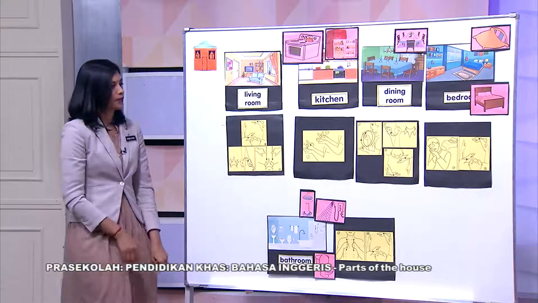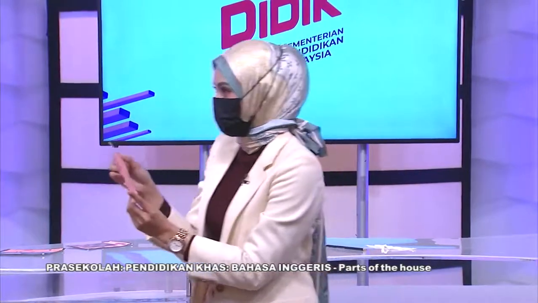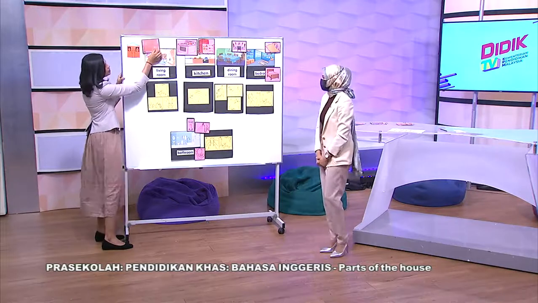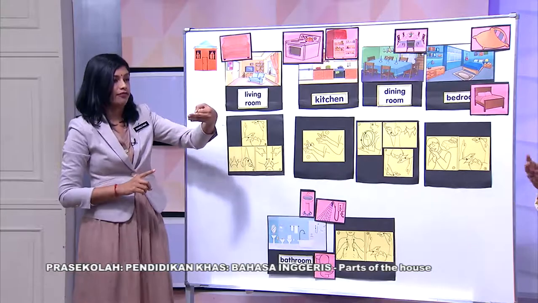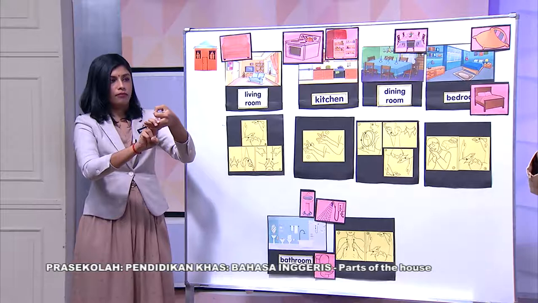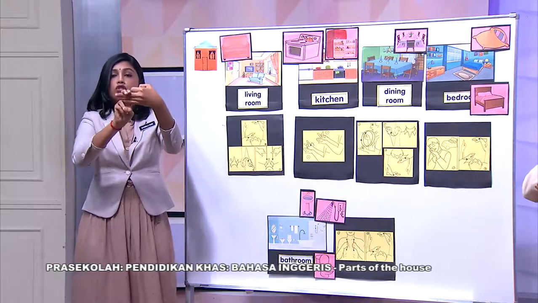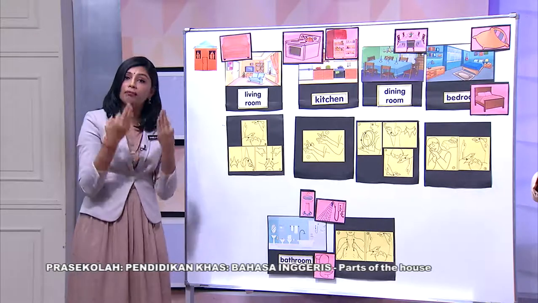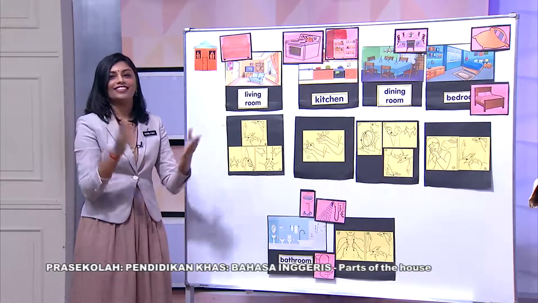The next picture is sofa. Where is it? Sofa will be in the living room. Yes, because I want to watch television, teacher. Okay, so we put it here. The sign for this is make an F, but it's a slanting F. Two fingers, hook it on top. Sofa is a place where you sit and watch television and talk with your family. So you can see that in the living room.